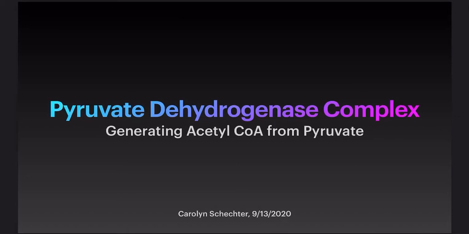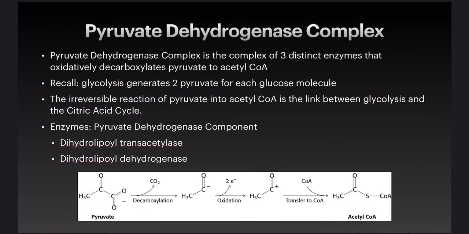Hi, this is Carolyn Schechter, and I'm going to be talking a little bit about the pyruvate dehydrogenase complex and how we generate acetyl-CoA from pyruvate for the citric acid cycle. The pyruvate dehydrogenase complex is a complex of 3 enzymes that oxidatively decarboxylate pyruvate to acetyl-CoA.